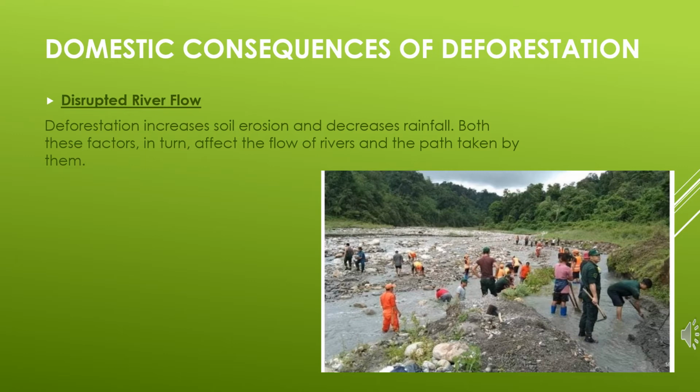What do you mean by disrupted river flow? The river flow will be diverted or take another path due to the drying up in between due to deforestation. So deforestation increases soil erosion and decreases rainfall. So both are interlinked, I think you know. So both these factors in turn affect the flow of rivers and the path taken by them. So if there are no rains, the path will be diverted, and in between the river will be stopped or dried up, so that it has to take another direction, due to the scanty rainfall.